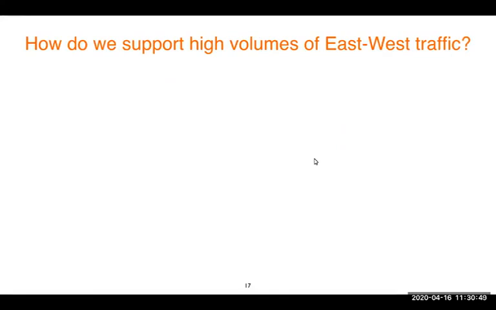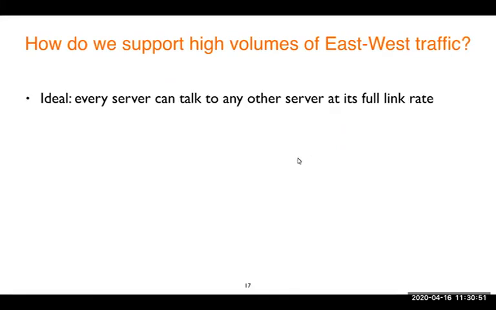And our goal here is, again, ideally, informally, if you think about it, I want every server in the data center to be able to talk to any other server in the data center at its full link rate. If we can support this, then that's a great model for application developers, right? They're on a server, they have a 10 gig link, they can just talk to any other server. It really simplifies distributed programming.